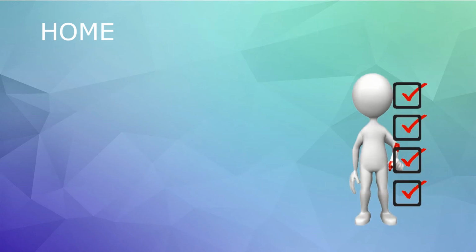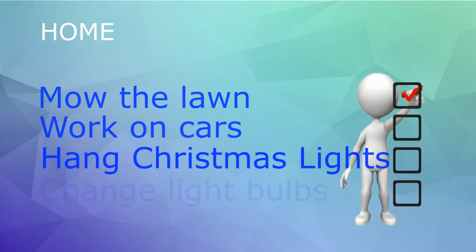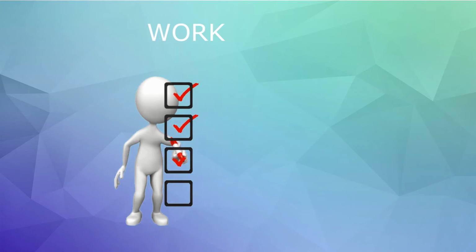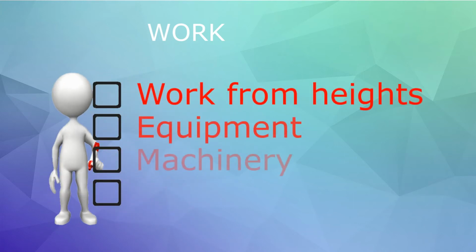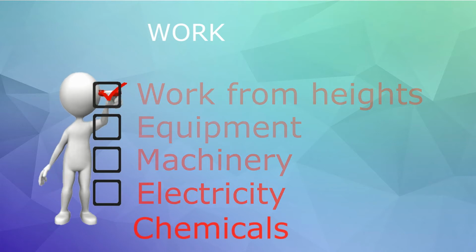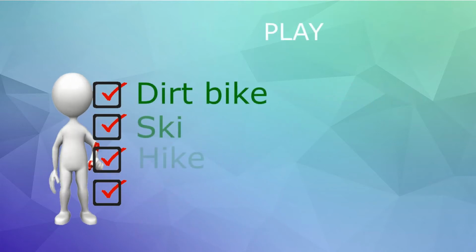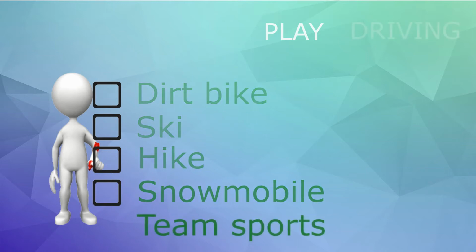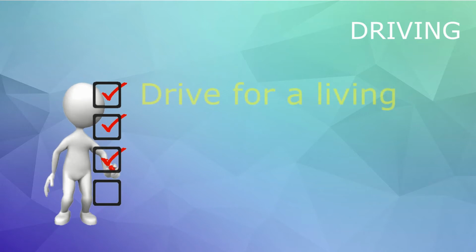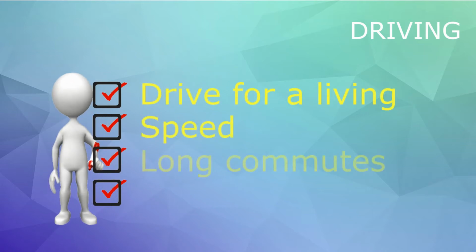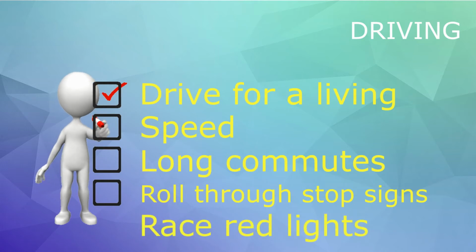Take home, for instance. You might mow the lawn, work on a car, hang Christmas lights, or change light bulbs from heights. At work, you might work from heights, around equipment or machinery, or work with electricity or chemicals. At play, you might ride a dirt bike, go skiing, hike, snowmobile, or play team sports. For driving, you might drive for a living, habitually speed, have long commutes, roll through stop signs, or speed up when lights are turning red.